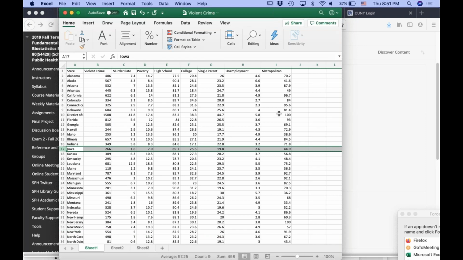So that's what that represents. How many people, what percentage of people live in a metropolitan area? Urban versus rural. Okay, so this is interesting. What's the nature of all this data? Except for the names of the states, it's all numerical data.